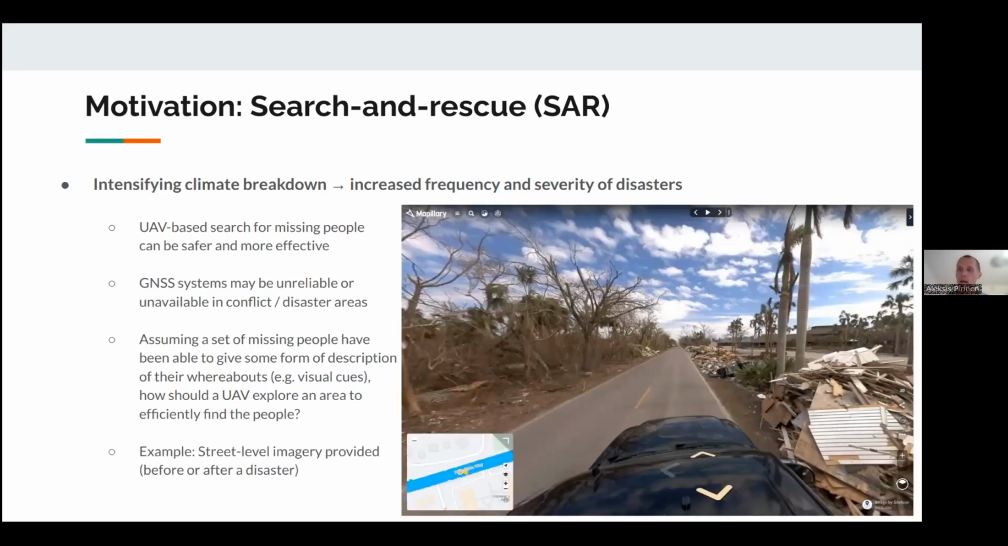In the longer term, we imagine, for example, a possibility where you have street-level imagery of a disaster-hit area, which is given to the UAV, and the UAV that hovers above and has a downwards-facing camera would then use that visual information to precisely localize this position in an area.